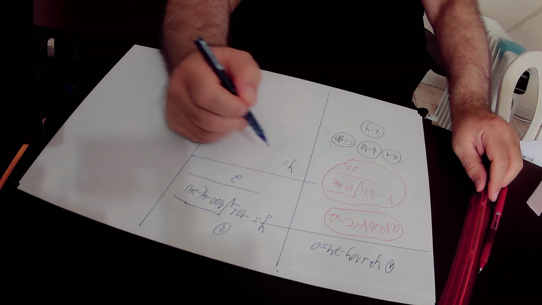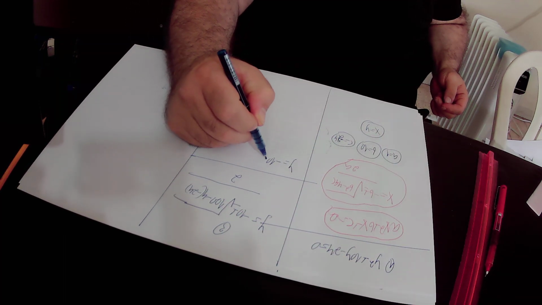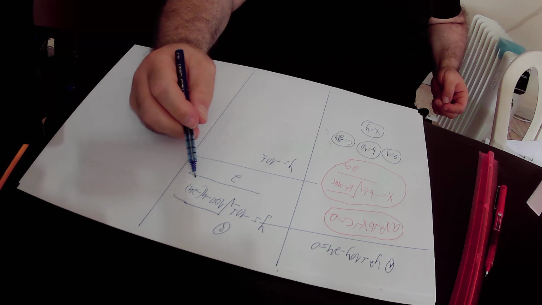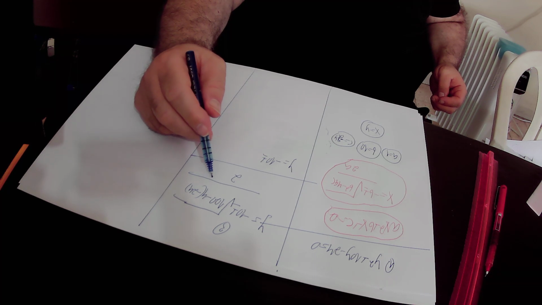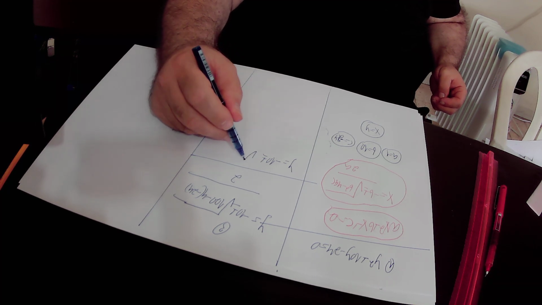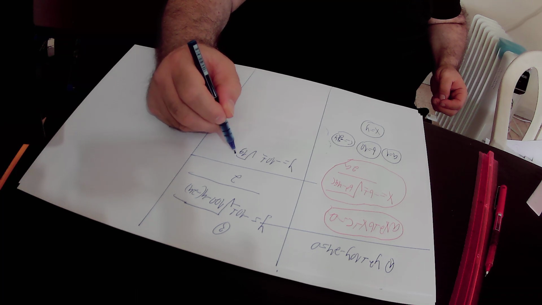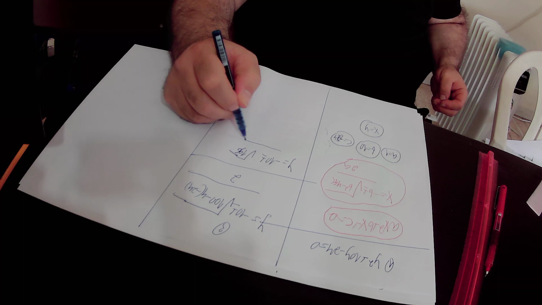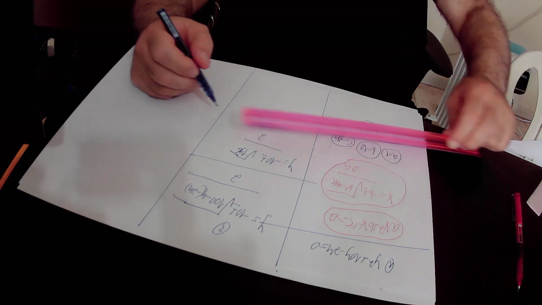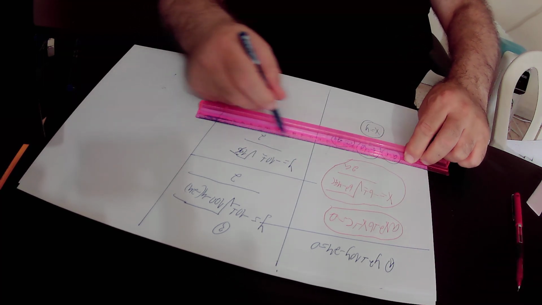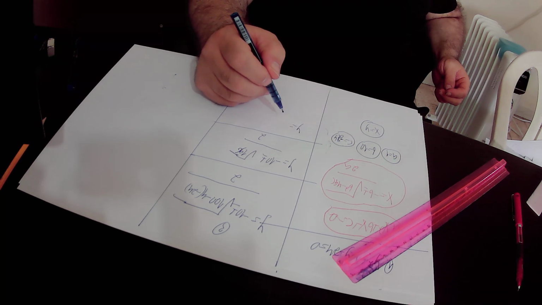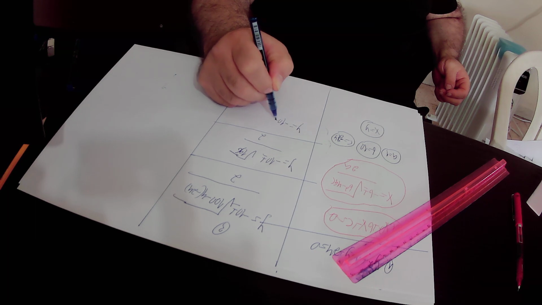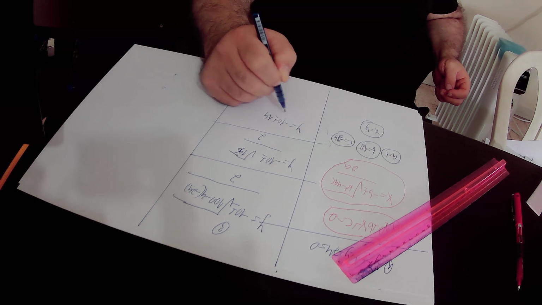So y equals minus 10 plus minus the square root of... 4 times minus 24 is minus 96, so minus minus 96 is plus 96. 96 plus 100 is 196. So inside the root we have 196 over 2. The square root of 196 is 14. So here we have two possible solutions for y. It is minus 10 plus minus 14 over 2.